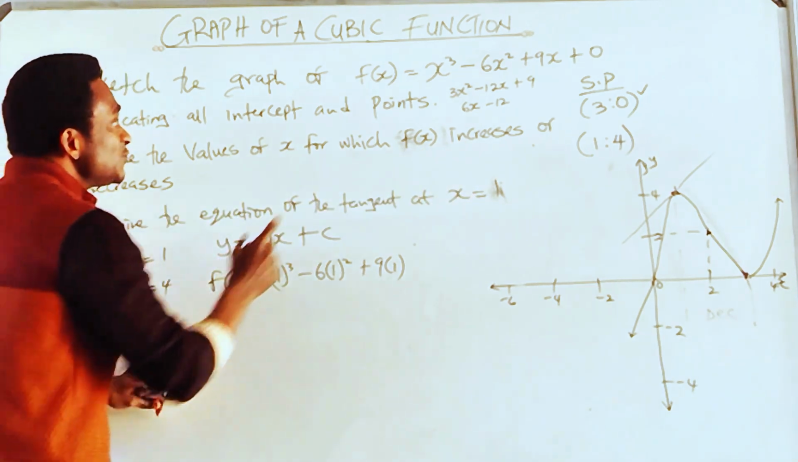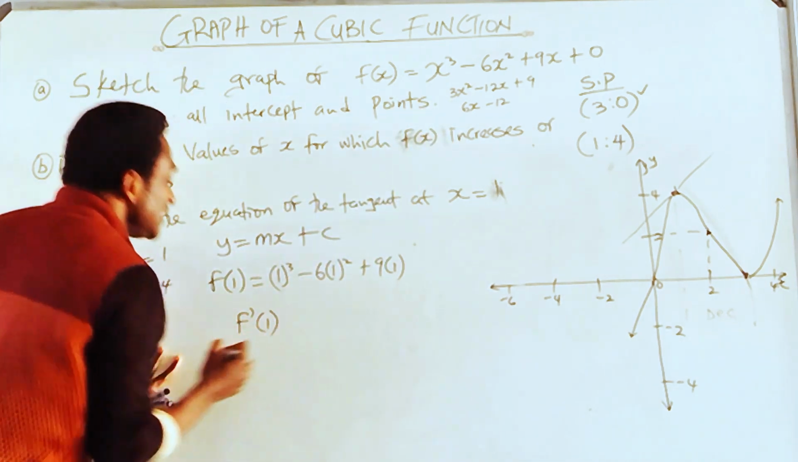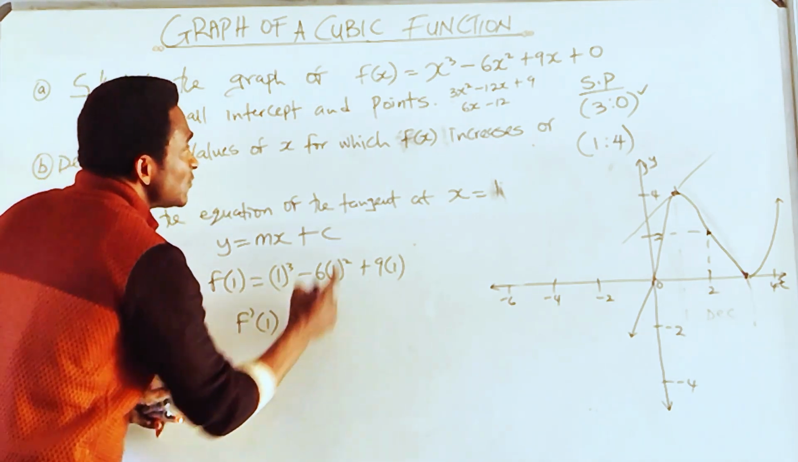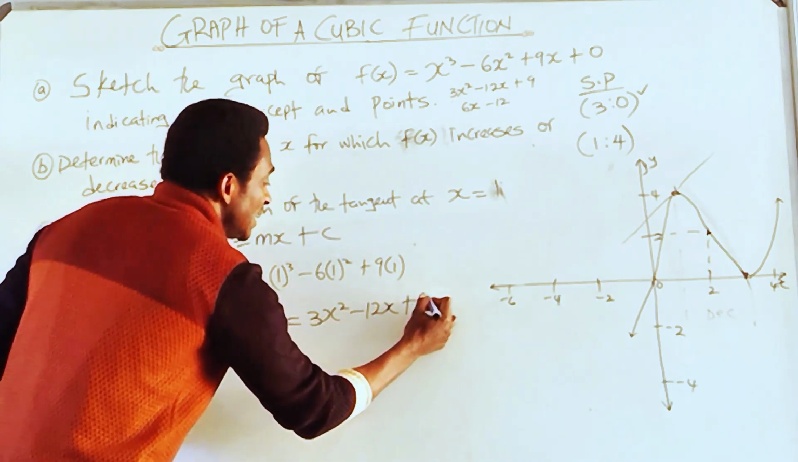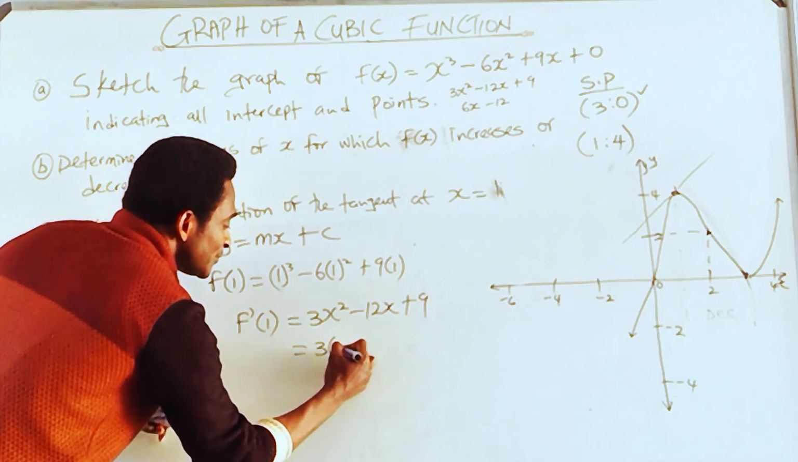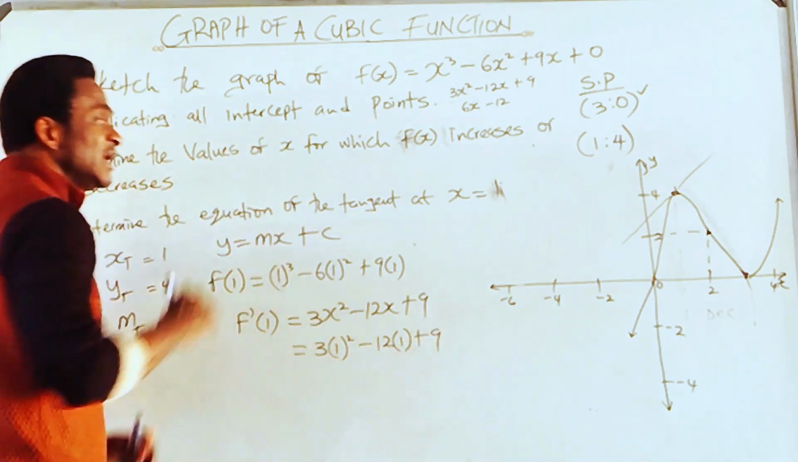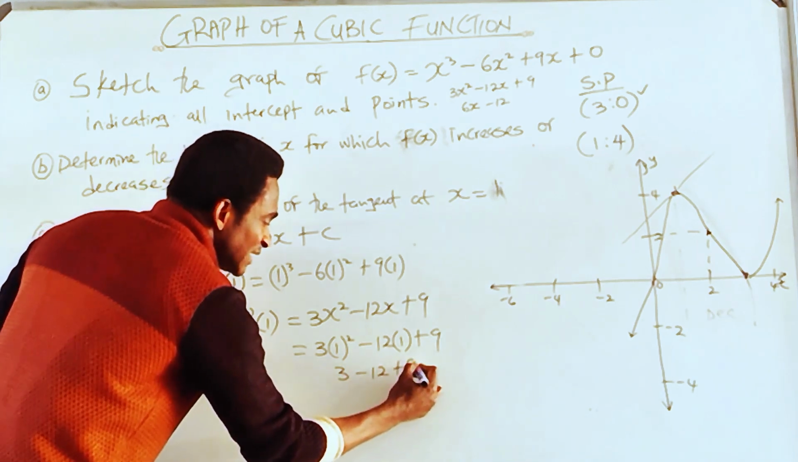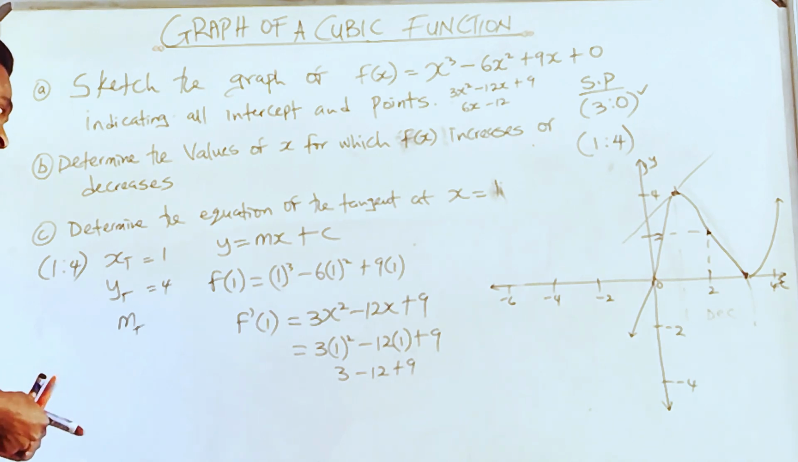Now, what do we need next? We need the gradient equation. So we need the first derivative when x is equal to 1. Our first derivative is 3x squared minus 12x plus 9. So sub in 1 into the first derivative equation to get the gradient needed for that line. So this is 3 minus 12 plus 9, and that will give us a 0.